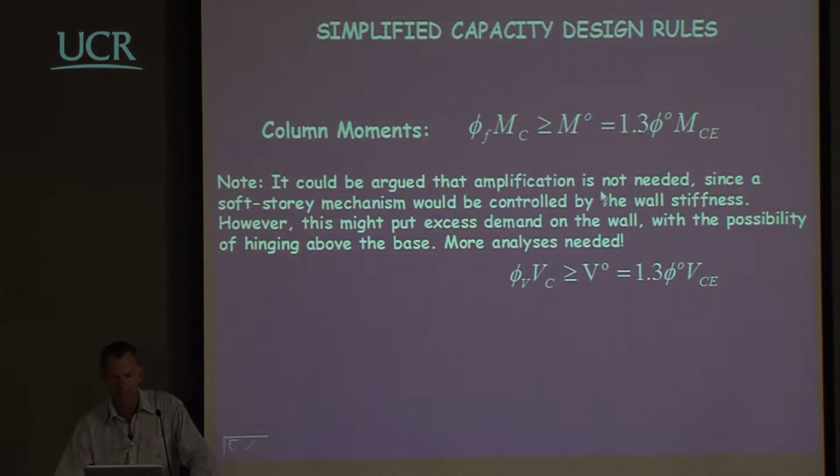It could be argued that amplification is not needed, since a soft story mechanism would be controlled by the wall stiffness. And that's particularly the case provided that most of the seismic lateral force is taken by the walls. This could be problematic if, for some reason, you had most of the lateral forces carried by the frames, but that would be rather unusual. And the same system is suggested for the shear. Again, a higher mode factor of 1.3 is used, times the overstrength factor, times the shears from the analysis itself.